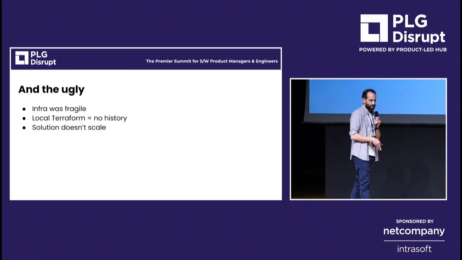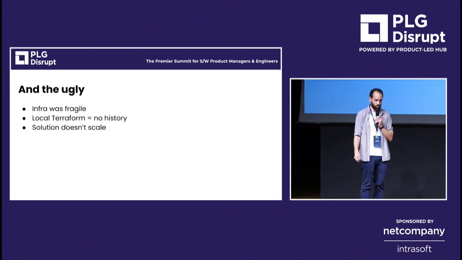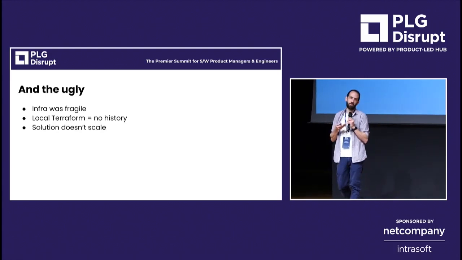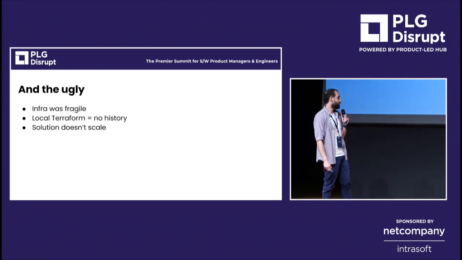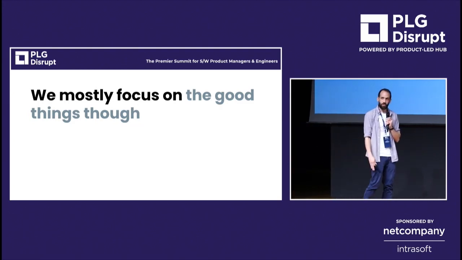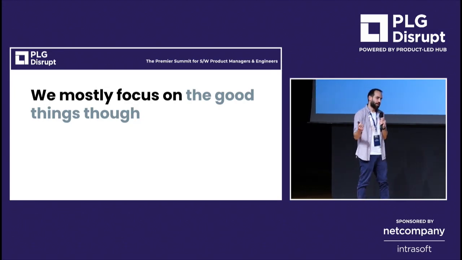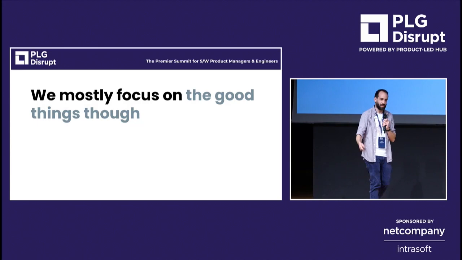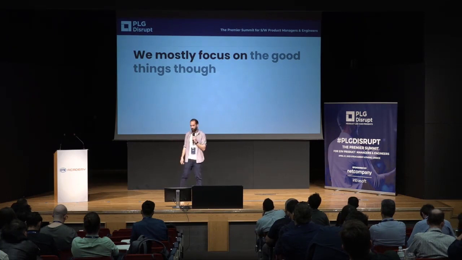Because everyone was running stuff locally, there was no history as well, and it could not scale because there were conflicts between teams using the same resources. But we will mostly focus on the good stuff. All right, what we had was working very well for us for a few years, and this is how we managed to scale without the need of hiring loads of people, training them, and stuff like that. So it worked very well for a while.